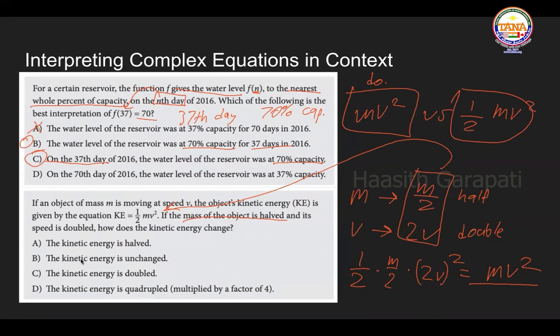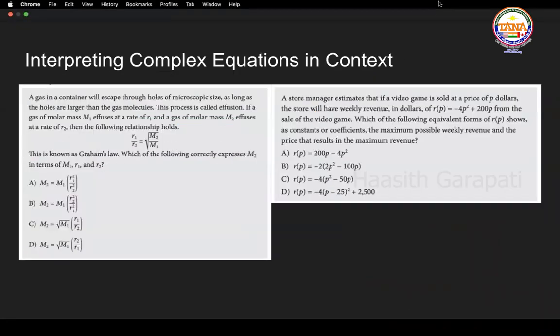So therefore, which answer makes the most sense? A, that's going to be wrong. It's lowering. B, it's definitely changing. C, yeah, correct answer. It is doubled.